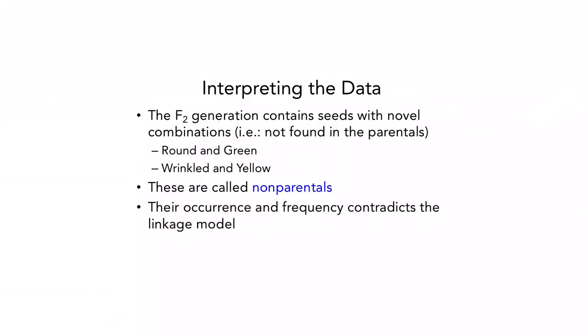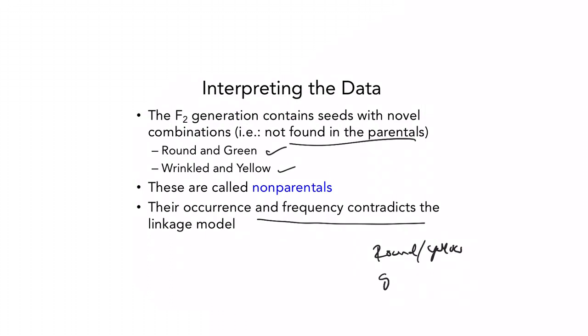So let's talk about how we interpret this data. Again, we're seeing these seeds with novel combinations, not found in the parentals. We get round and green and wrinkled and yellow. The fact that we see these contradicts this idea of a linkage model, because if it was linkage, then we would only see round and yellow and green and wrinkled. Yes, that does say green and wrinkled.